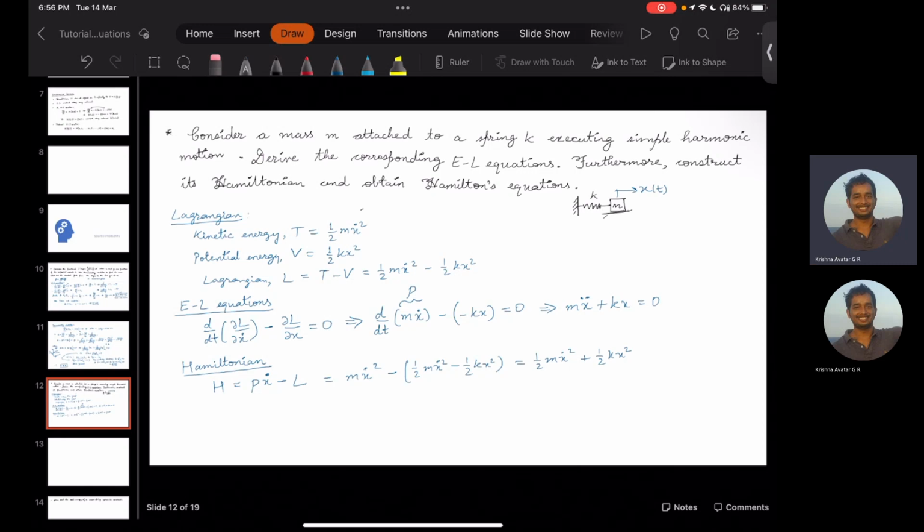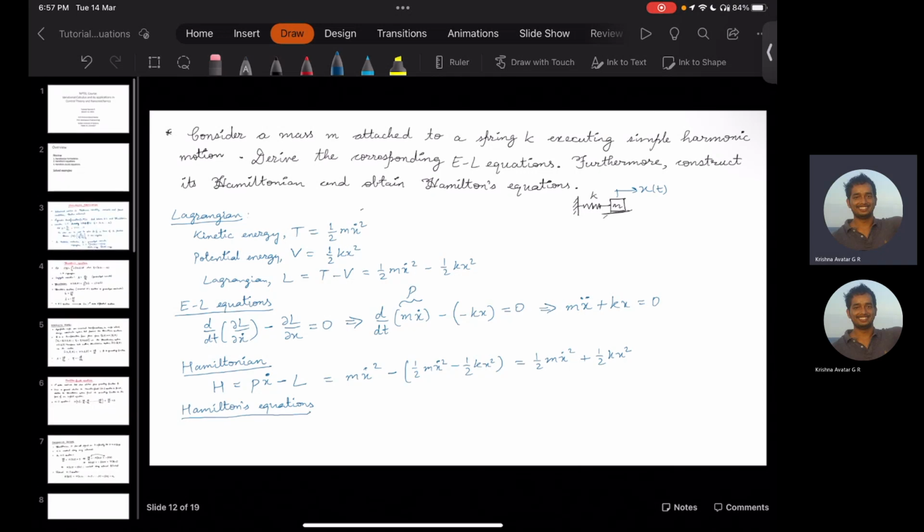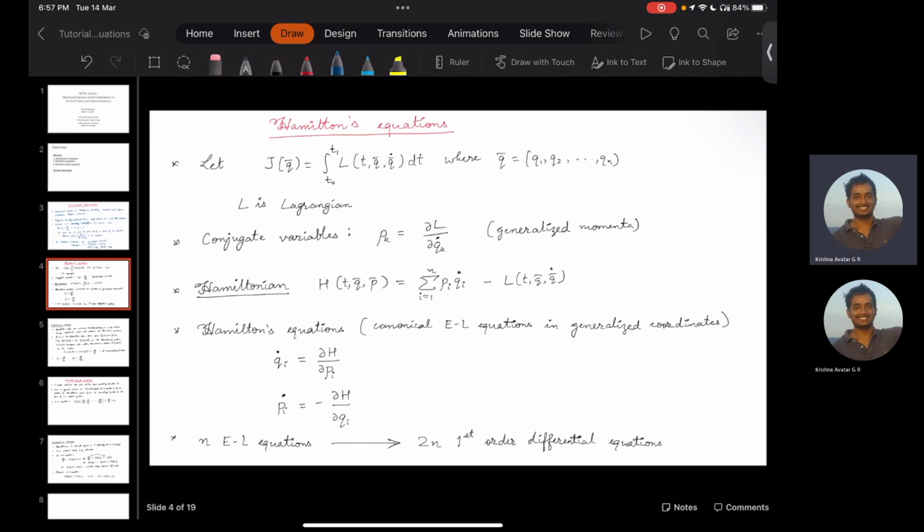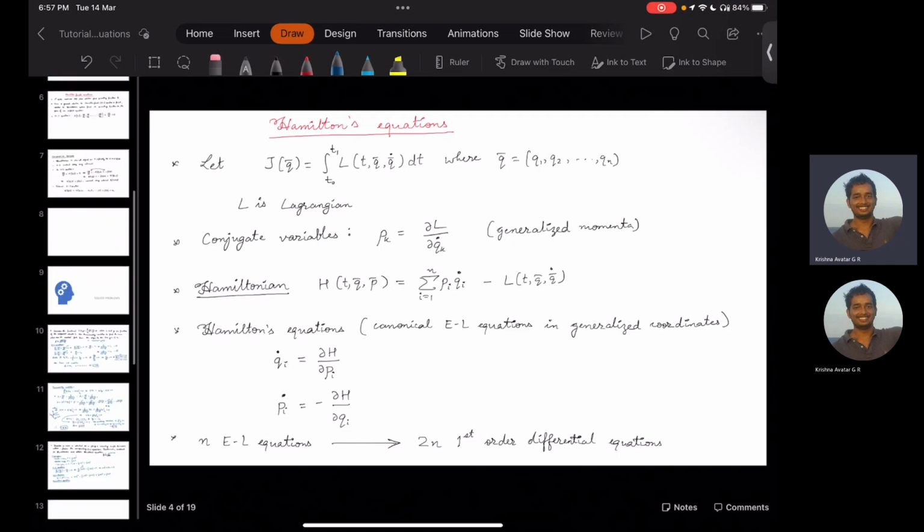Now we are asked to obtain the Hamilton's equations. Okay, so we move to obtain the Hamilton's equations. So what were the equations? That Qi dot is equal to del H by del Pi, and Pi dot is equal to minus partial H with respect to Qi.